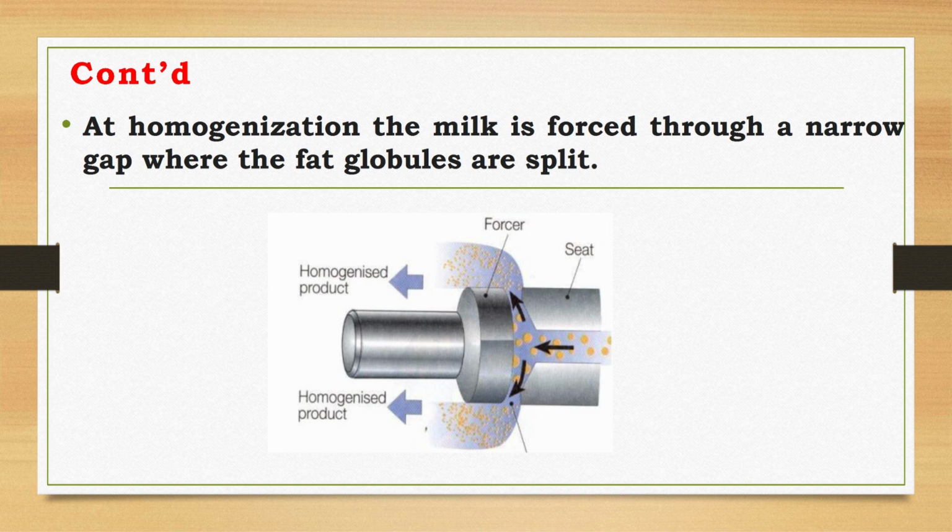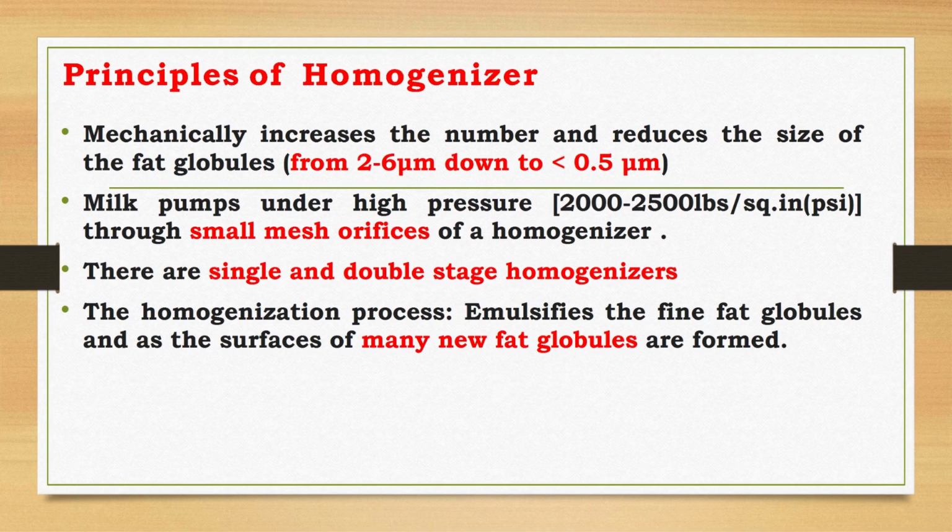Let's look at the principles of a homogenizer. It mechanically increases the number and reduces the size of the fat globules, taking them from an initial size of 2 to 6 micrometers down to less than 0.5 micrometers. To do this, milk is pumped under very high pressure, typically 2000 to 2500 pounds per square inch, through small mesh orifices of the homogenizer. There are single-stage and double-stage homogenizers. The process essentially emulsifies the fine fat globules, creating many new fat globule surfaces.